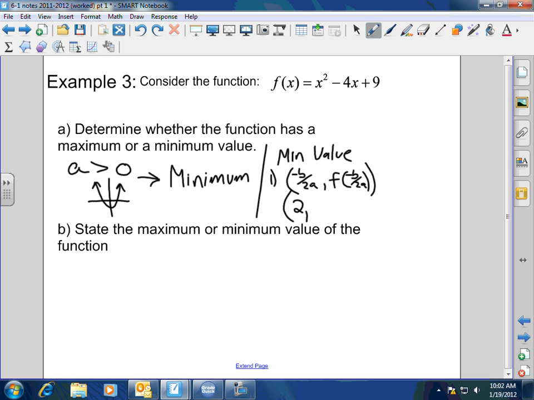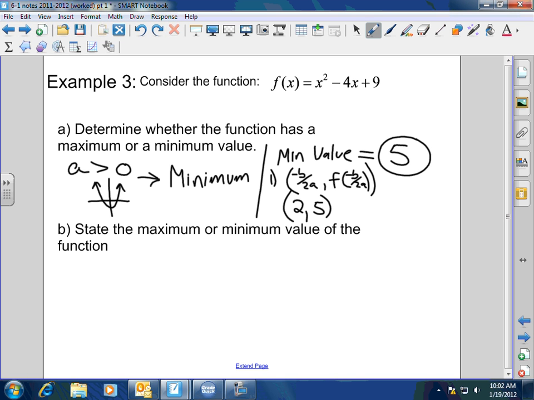And the y value when x is 2 is going to be 4 minus 8, negative 4, negative 5. No, 5. Positive 5. So the minimum value equals 5. The max or the minimum value will always be the y value of the vertex. 4 minus 8 is negative 4. Negative 4 plus 9 is 5.